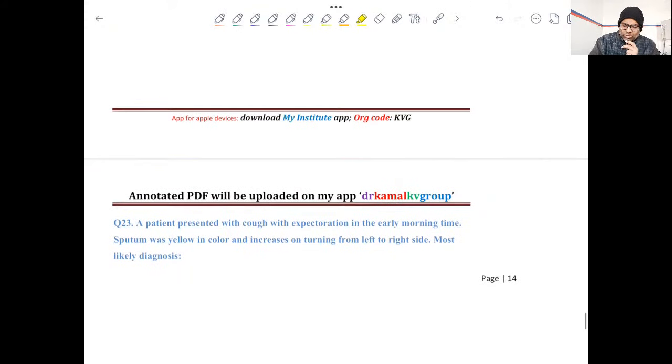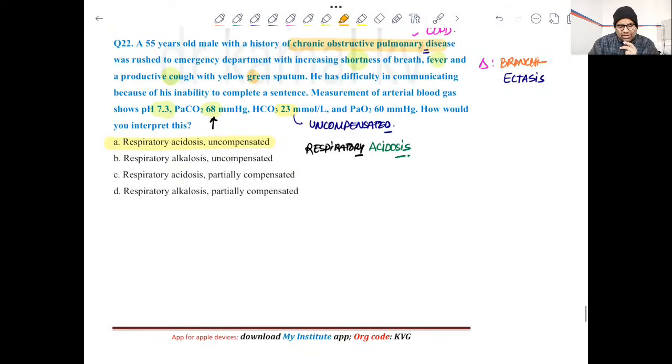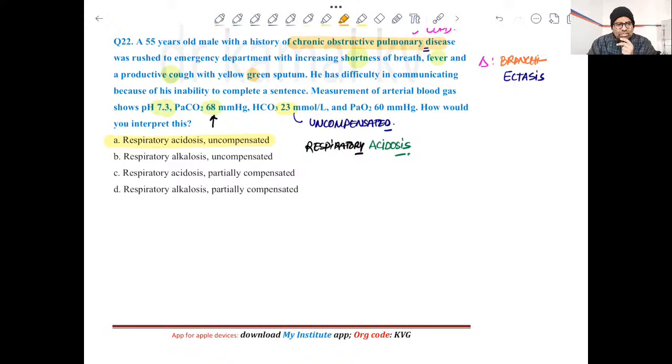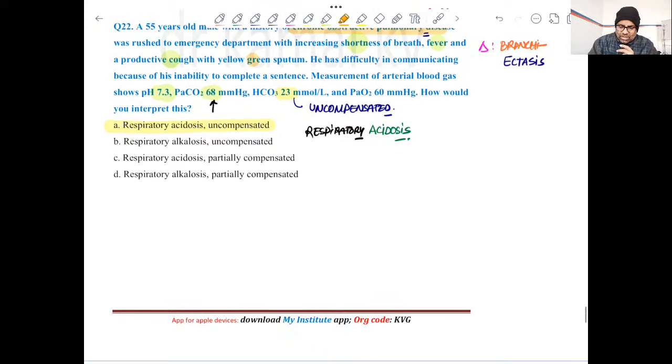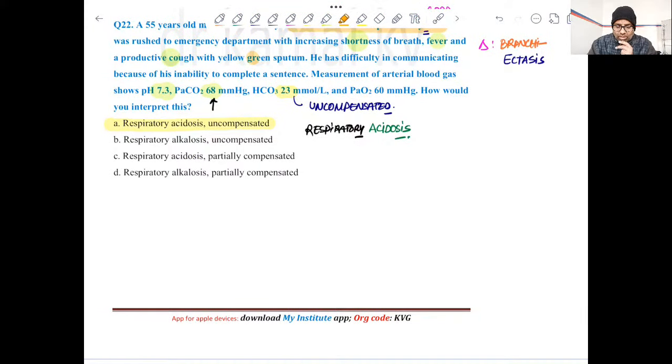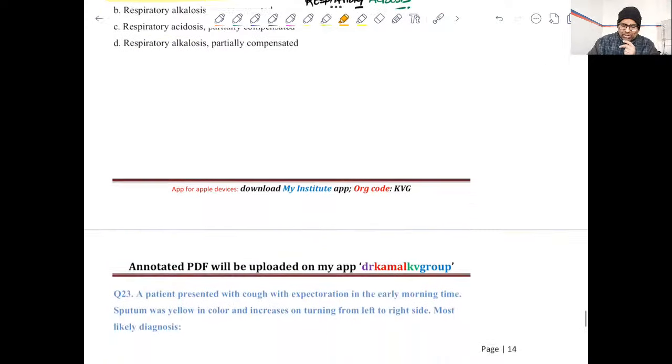Moving forward. So I think these questions won't be that tough for you. The moment HCO3 is also rising to counteract this respiratory acidosis, we will go for partially compensated or fully compensated, depending on the pH, right? But for this question, since there is no change in bicarbonate, it's in the normal value, so we'll simply say that it is uncompensated respiratory acidosis.